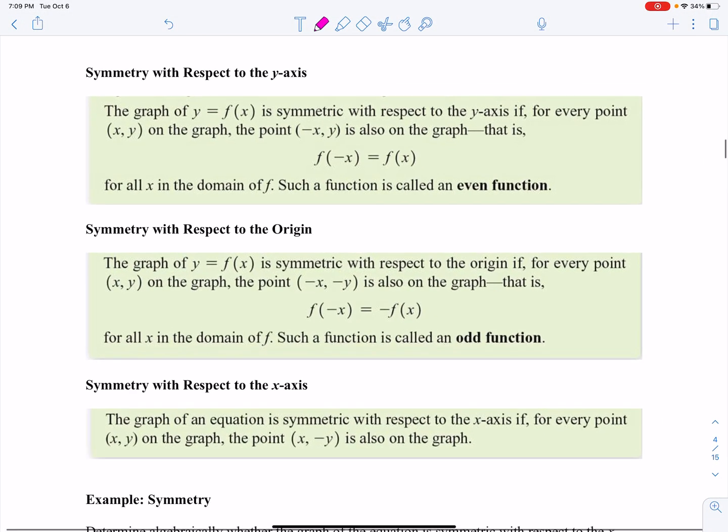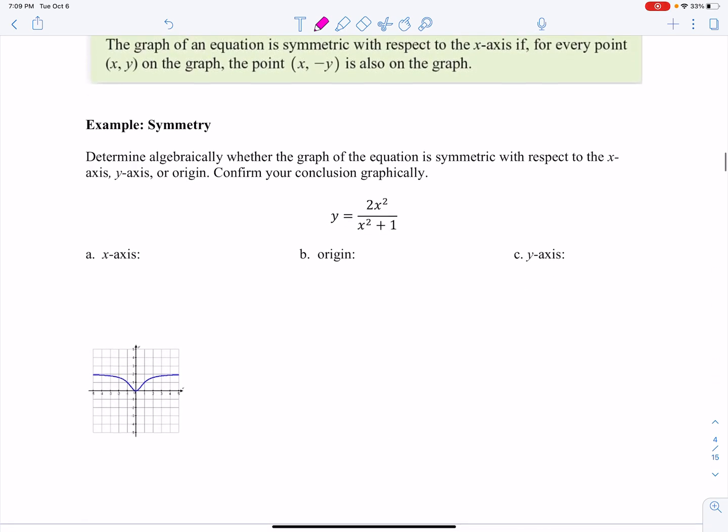Next thing we have is symmetry with respect to the y-axis. Symmetry means you can cut things in half and you'll have a mirror image on each side. So the graph of y equals f of x is symmetric with respect to the y-axis if for every point x comma y on the graph, the point negative x comma y is also on the graph. In other words, f of negative x equals f of x for all x in the domain of f. This is called an even function. We're going to do some examples of that in a minute.